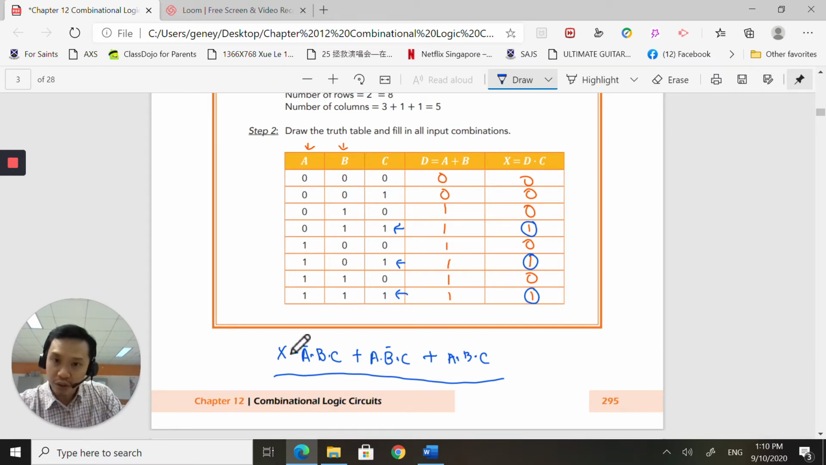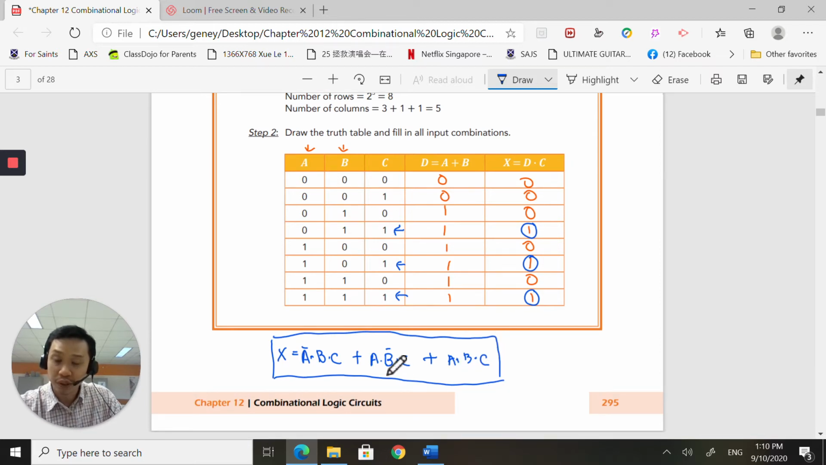So this expression tells me X will be true if A complement and B and C occurs, or A, B complement and C occurs, or A and B and C occurs.